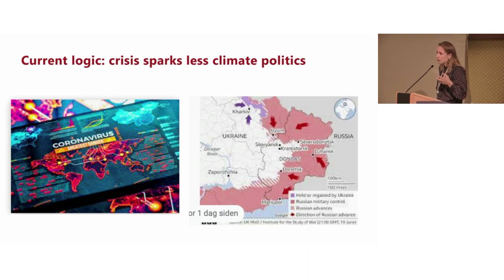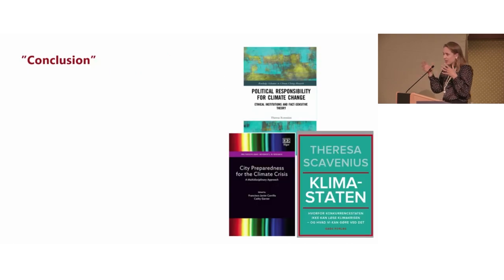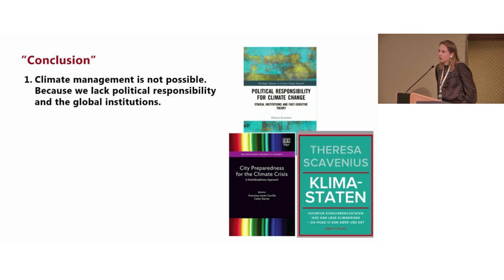But what we see right now is that even when we have crises such as the coronavirus crisis or the Ukraine war, coming from a European perspective, these crises do not spark climate politics. So we are not currently in a political environment where we have a system that can react to crises, think rationally about how to manage these crises, and then manage the climate crisis on top of that. My conclusion from being within this field for the last 10, 15 years is that we are dealing with a non-manageable problem.